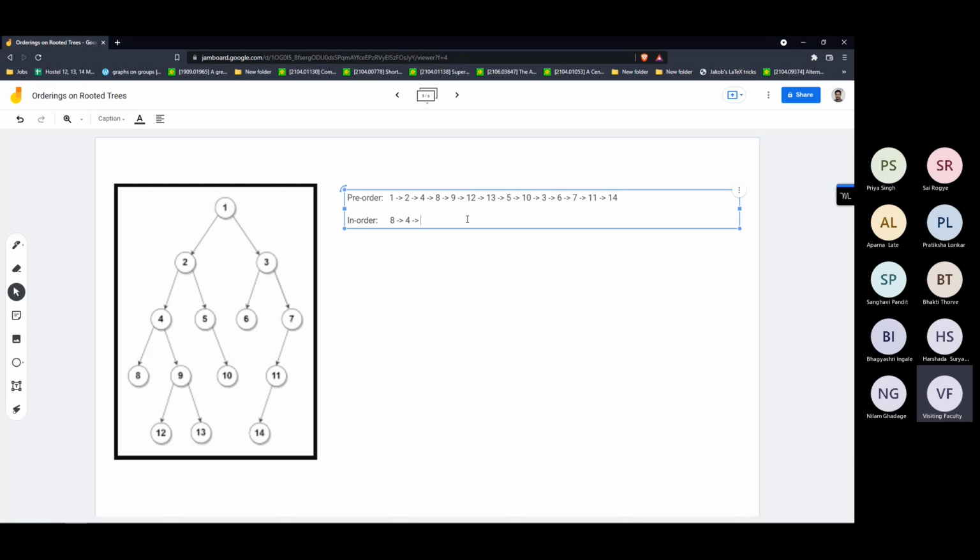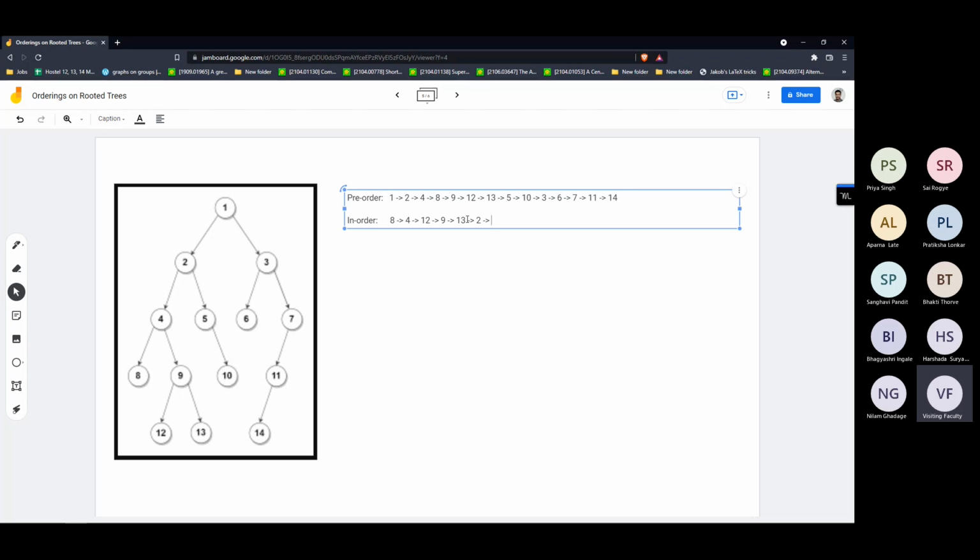But the right subtree of 4 has root 9 and it has a left and right subtree. So we have 9, its left subtree 12, then the root 9 and then the right subtree 13. Sorry. Okay. So 12, 9, 13. This completes the right subtree of 4 and 4 is the root. So that is complete. This completes the left subtree of 2. Left subtree of 2 is complete. So now we can write the root 2. Then we go to the right subtree of 2.